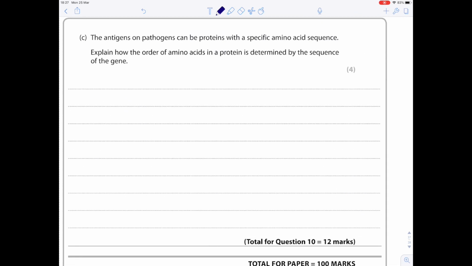Final question C. The antigens and pathogens can be proteins with a specific amino acid sequence. Explain how the order of amino acids in a protein is determined by the sequence of the gene. So really we're looking at protein synthesis here, and remember the 2 steps in protein synthesis are transcription and translation. Now transcription is all about producing mRNA, whereas translation is actually the manufacture of a protein on a ribosome.